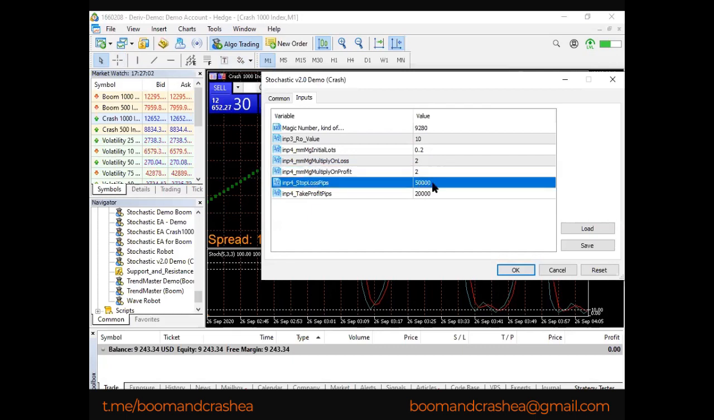This is your stop loss pips. 50,000 pips represents approximately 5 candles, and 20,000 approximately 2 candles. So this will make room for a little spike. If the spike is lesser than 5 candles, you'll still be in the trade. If it's more than that, it will take the loss.